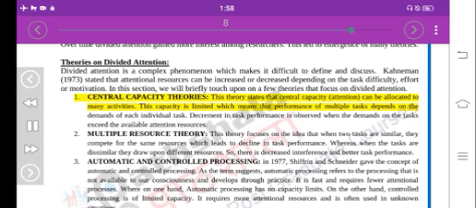1. Central capacity theories. This theory states that central capacity, attention, can be allocated to many activities. This capacity is limited, which means that performance of multiple tasks depends on the demands of each individual task. Decrement in task performance is observed when the demands on the tasks exceed the available attention resources.